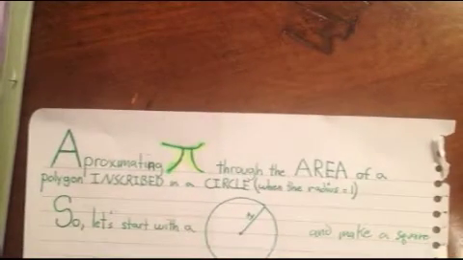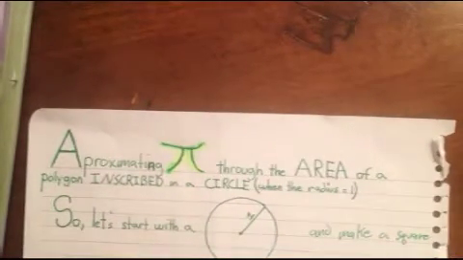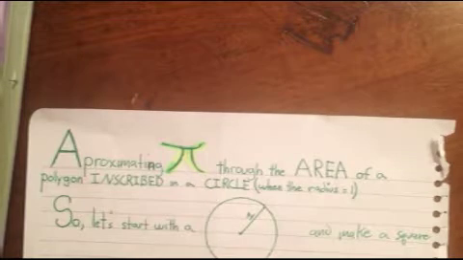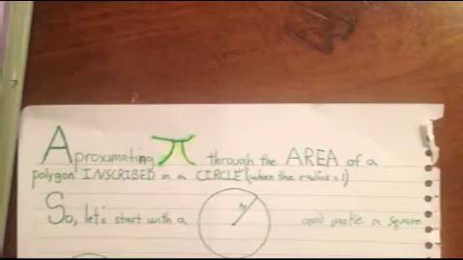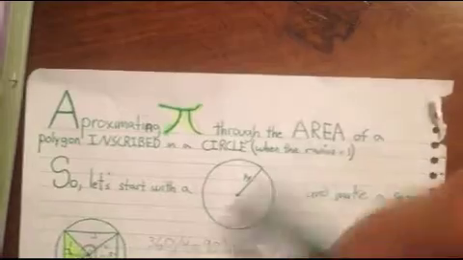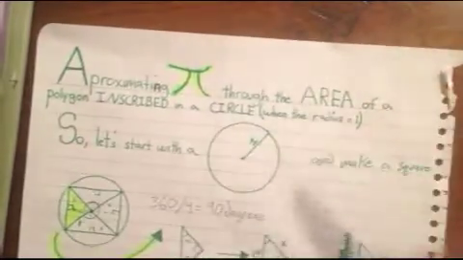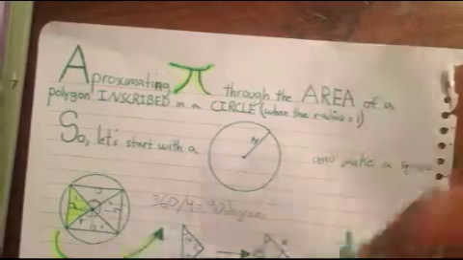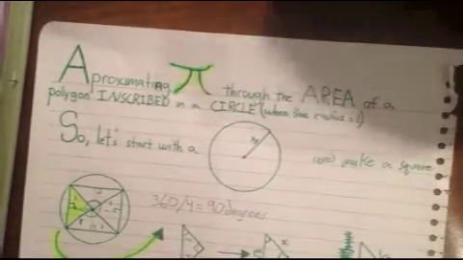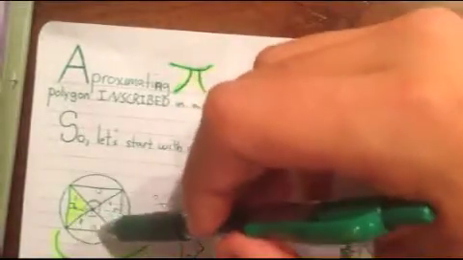Hi, so I'm going to approximate pi through the area of a polygon inscribed in a circle, and the radius is 1. So if we start with a circle with the radius 1, we can make it into a square, obviously, just by extending the radiuses and attaching these lines, and we'll get this figure here. And this middle angle is 360 divided by 4, which is 90 degrees, because there's obviously four triangles inside of this figure.